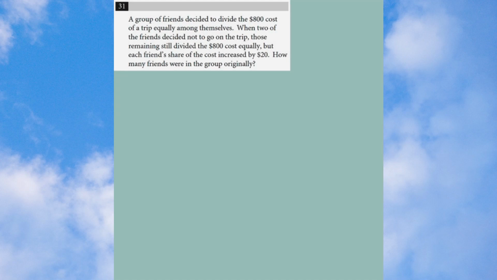A group of friends decide to divide $800 of the cost of a trip amongst themselves. 2 of the friends decide not to go on the trip, so the 800 must still be divided equally, but each friend's share of the cost increased by 20. How many friends were in the original group? Well, let x be the original amount of friends, and then y be the cost per person.